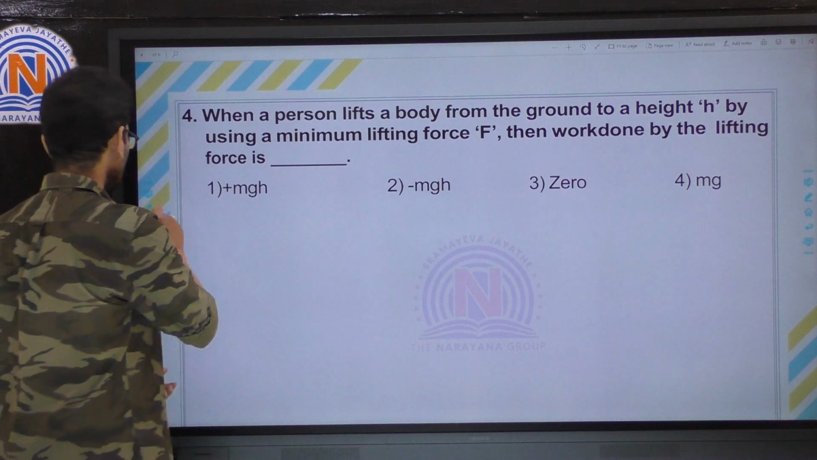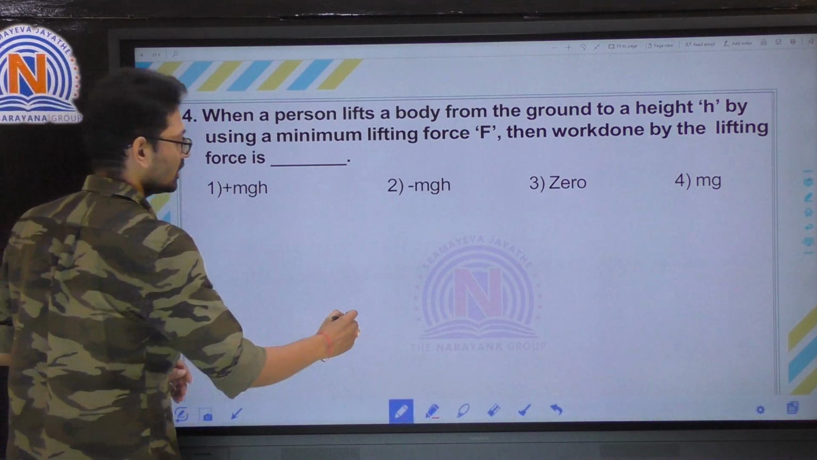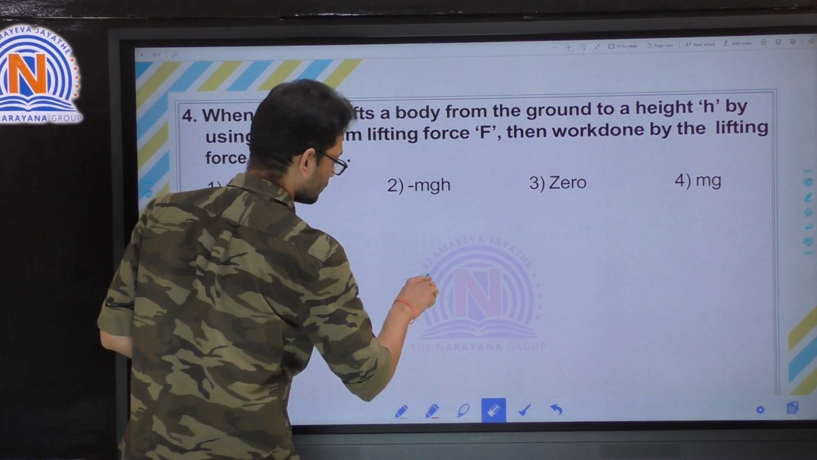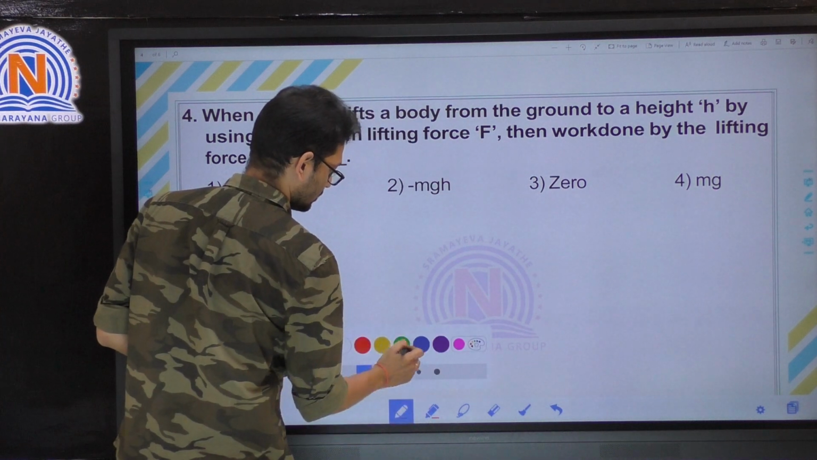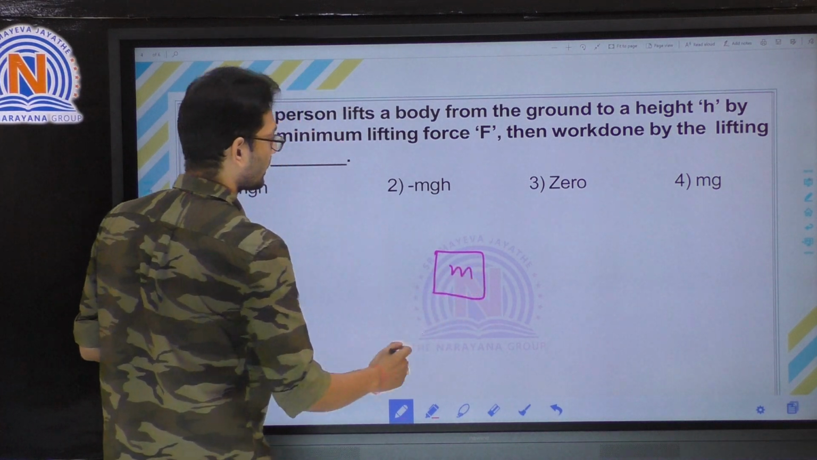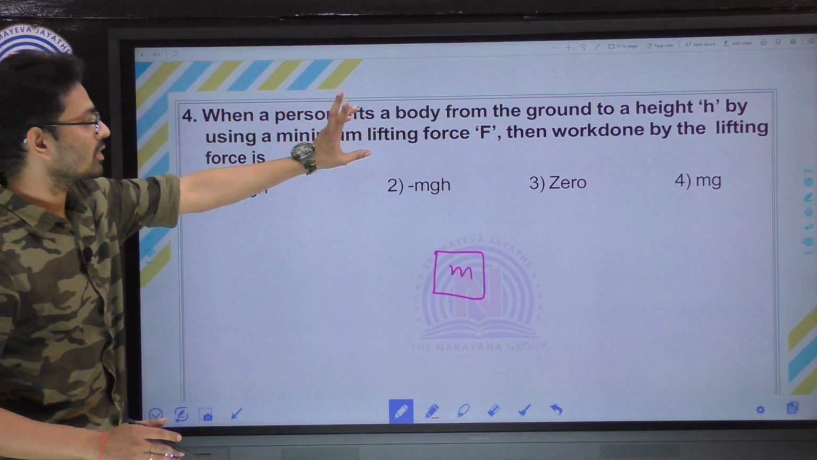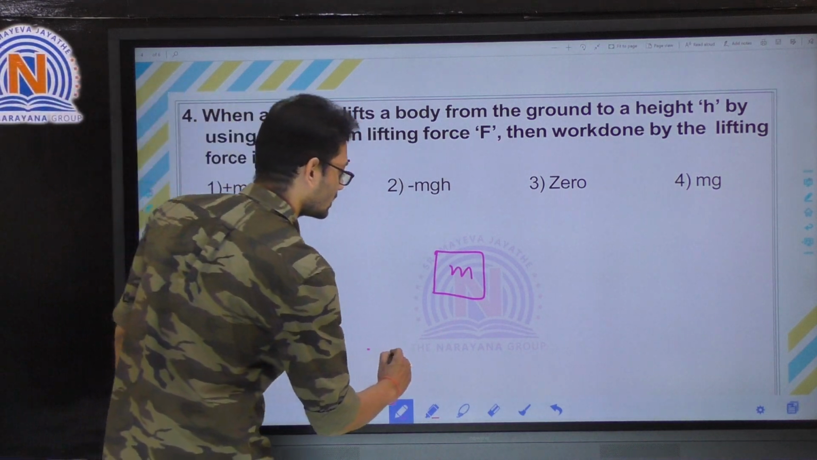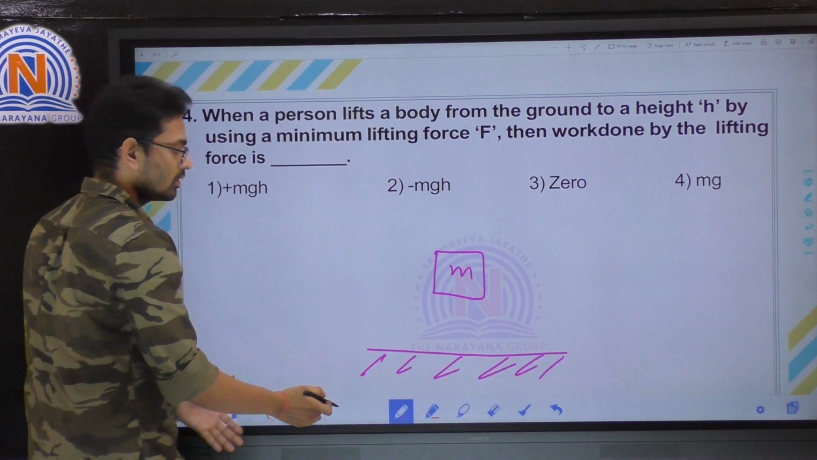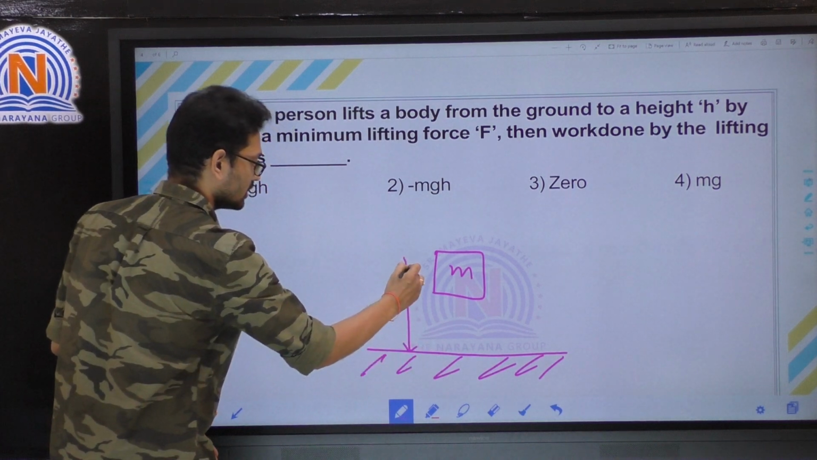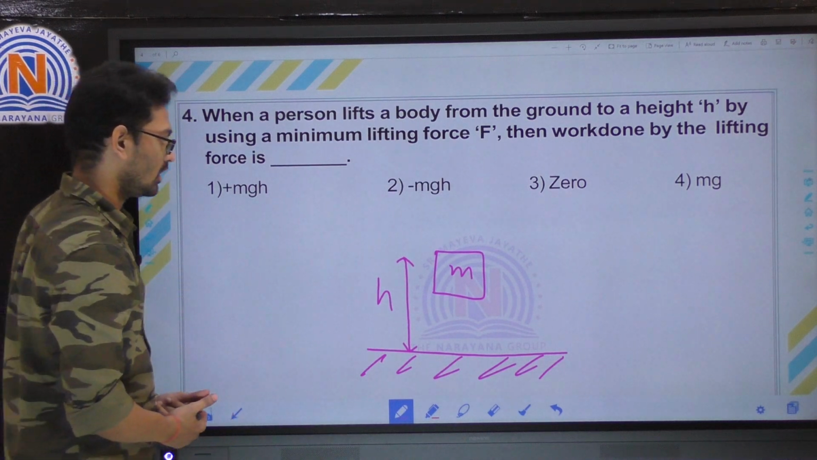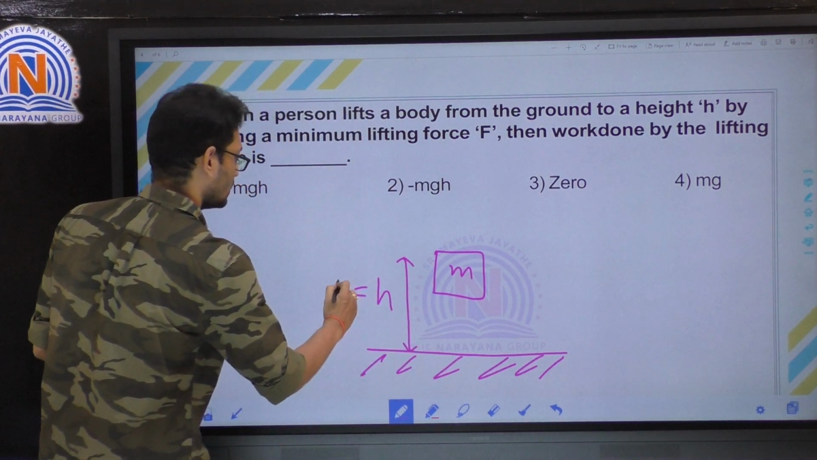Okay, we will take a body as they said. He is lifting a body from the ground. Let us take that body over here. This is the body of mass m. A person is lifting that body from the ground to a height h. Let us take, this is the ground. He just moved it up to a height h. Let us take that height h. Now he just moved it a little up. Okay, the displacement over here is h.